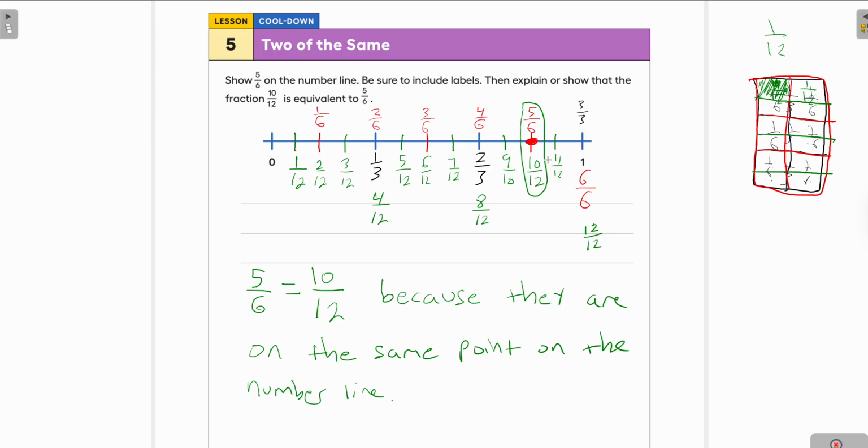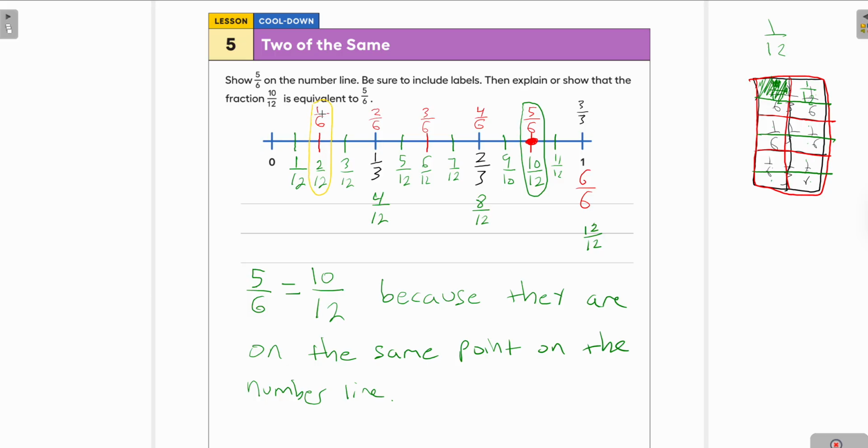Do you see any other fractions that are equivalent here? Pause the video and let me know. Okay, I hope that you were able to pause the video and identify some other equivalent fractions. Okay, let's see if you were right. So, I hope you're able to see this one here.